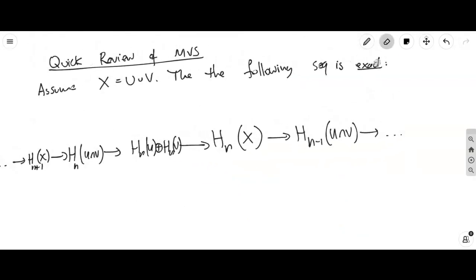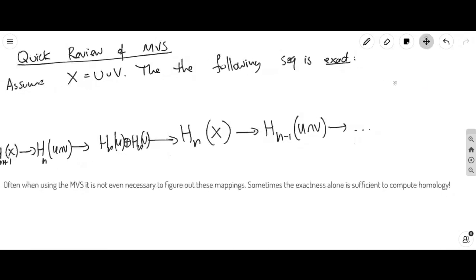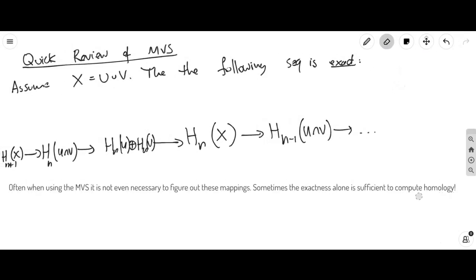And as we remarked, the sequence is exact. We gave a partial proof of that. It's otherwise very tedious to prove it is exact, but it has to do with that zigzag sequence and all of that. So this sequence is exact. That's how the maps are defined. Often, maybe I should say this, often when using the Mayer-Vietoris sequence, it is not even necessary to figure out these mappings. Sometimes the exactness alone is sufficient to compute homology. Not always. In some examples which are more complicated, you actually have to think about those mappings in more detail.